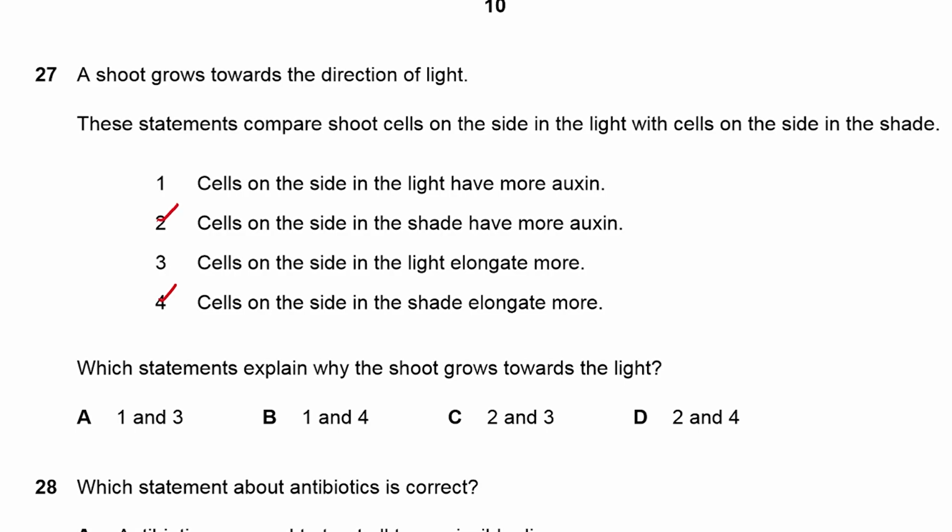Cells on the side of light elongate more. Oh yeah, supposed to be here. Cells on the side of light elongate more. Okay. Cells on the side of shade elongate more. D. Okay.